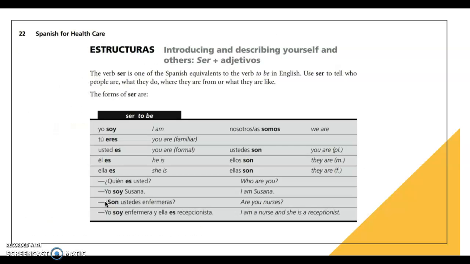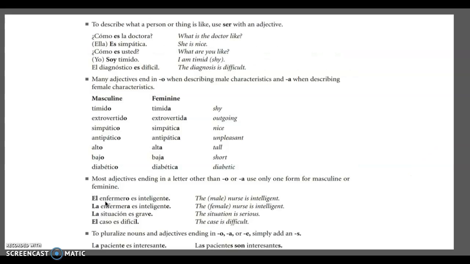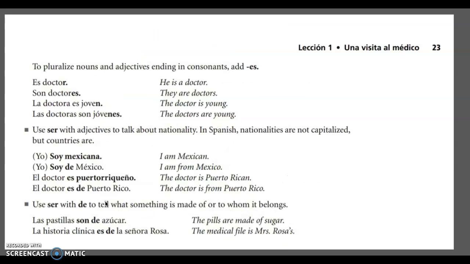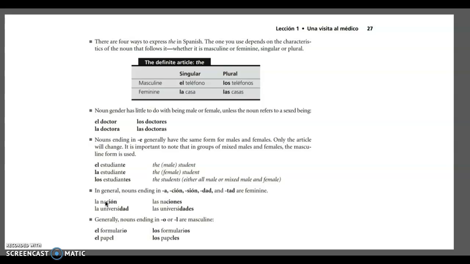The first area that the book covers is telling time. If you need a review of that, it's on page 17 and it shows you how to do that. If you need a review of the verb ser, you can find that on page 22. The uses of ser follow on the same pages. There's them, and then on the next page, you'll see the rest of the uses of ser.